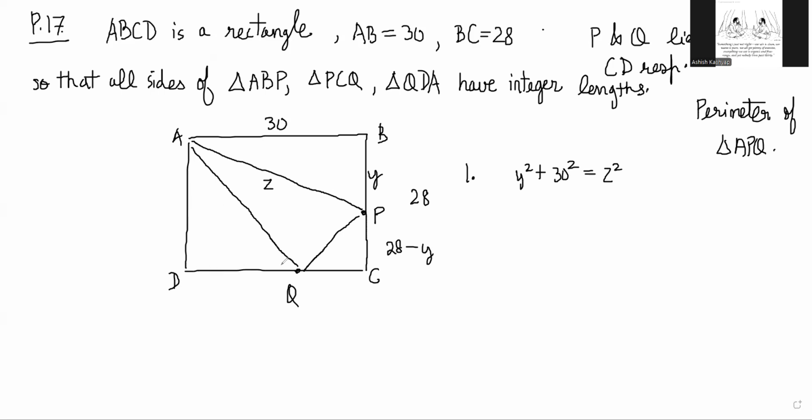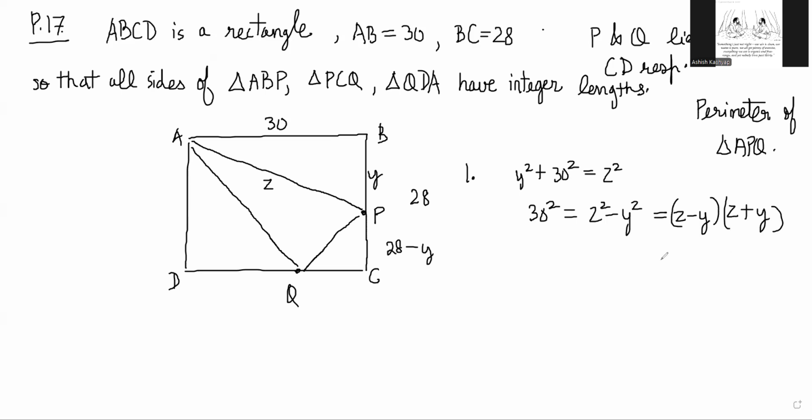Then what can we say about this triangle? We have to take something about QD also. But before we do that, let's just focus on our ABP triangle first and figure out what we can do there. 30 square is coming out to be z square minus y square. So 30 square is equal to z square minus y square, which is z minus y into z plus y.